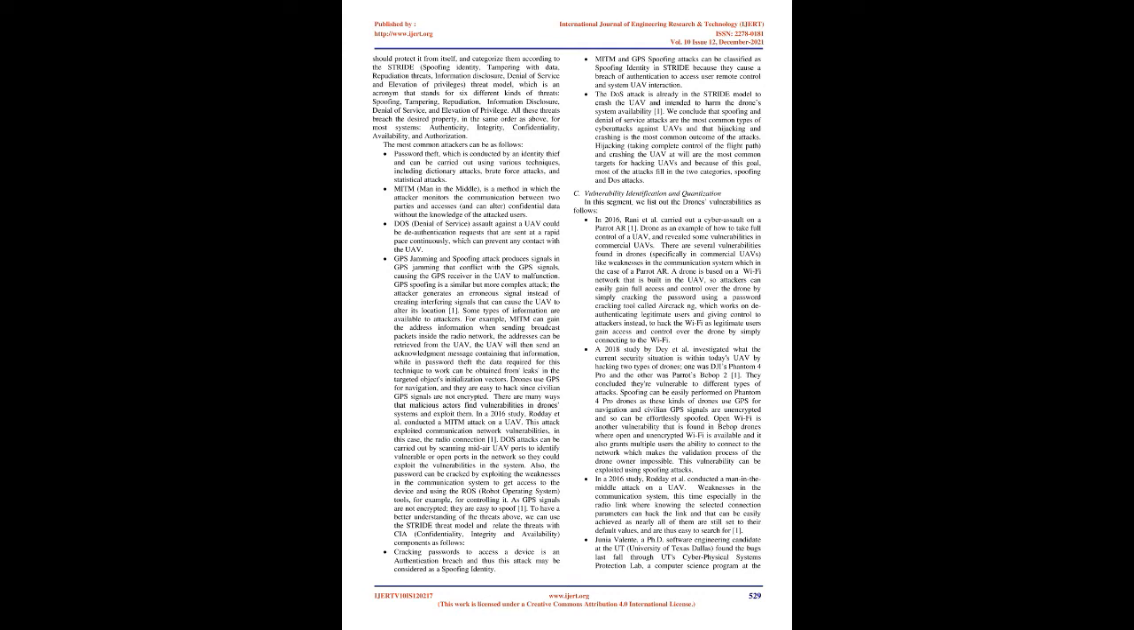A 2018 study by Aldaweesh investigated what the current security situation is within today's UAVs by hacking two types of drones. One was DJI's Phantom 4 Pro and the other was Parrot's Bebop 2. They concluded they're vulnerable to different types of attacks. Spoofing can be easily performed on Phantom 4 Pro drones, as these kinds of drones use GPS for navigation and civilian GPS signals are unencrypted and so can be effortlessly spoofed.